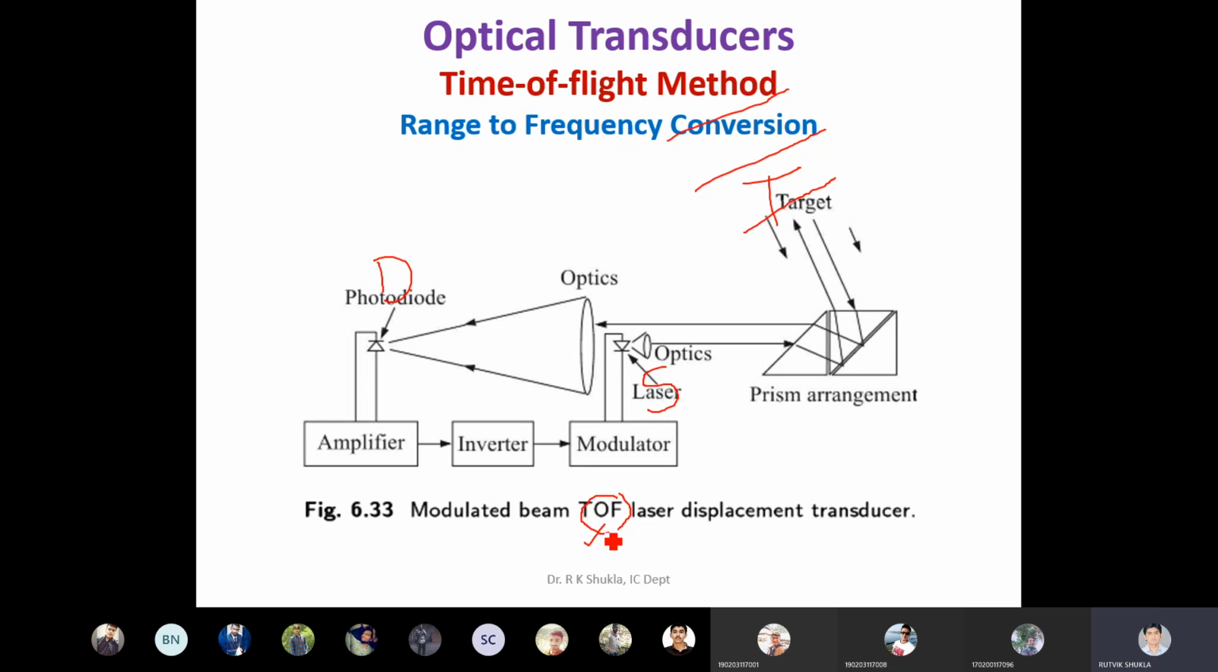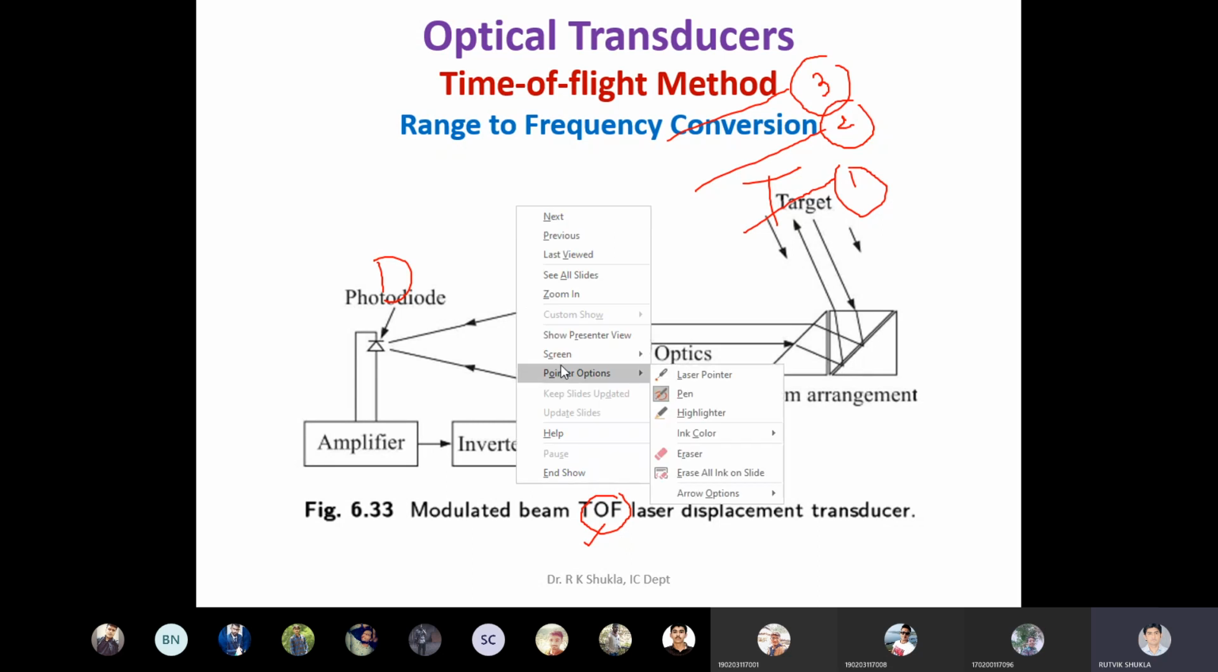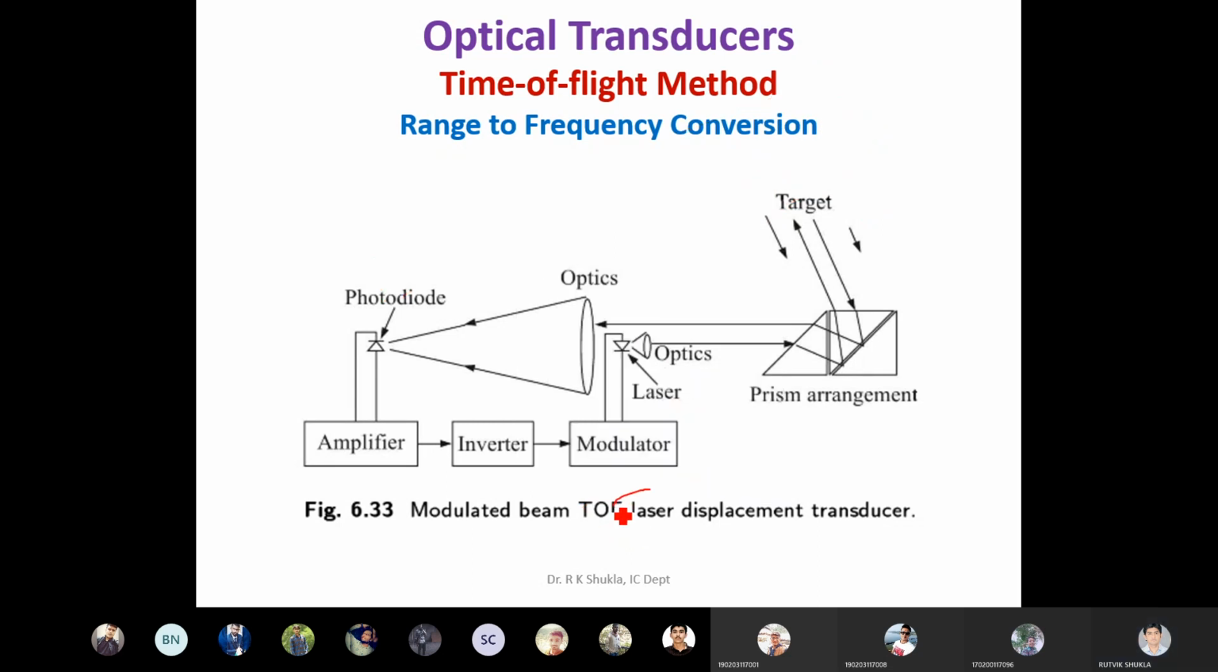It will take more time. If the target is at position one, with respect to two, it will take less time. If the target is at the second position, with respect to three, it will take less time, but with respect to one, it will take more time. And if the target is at position number three, then with respect to one and two, it will take the highest time. So that is what the time of flight means.